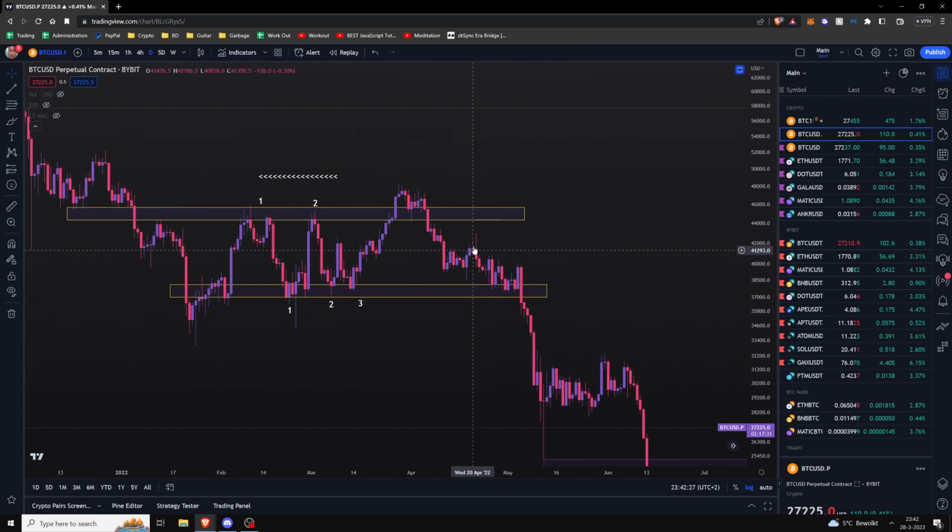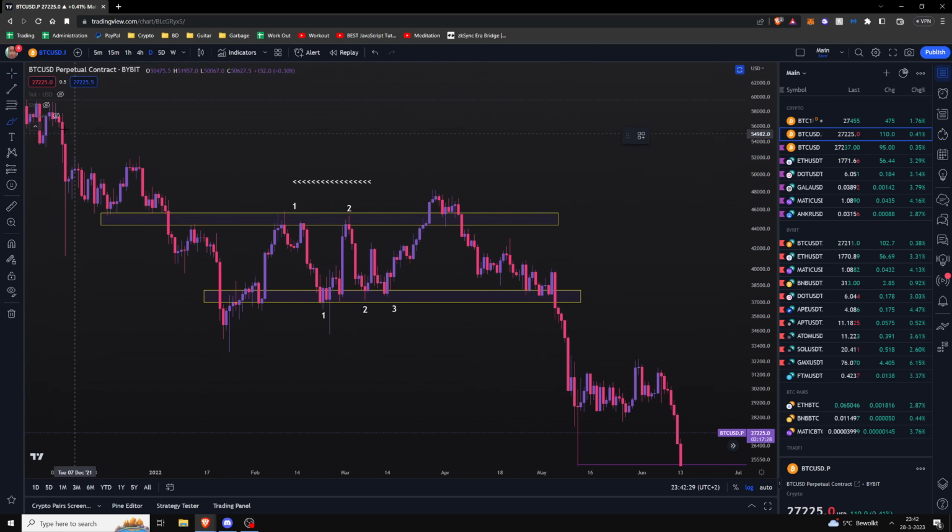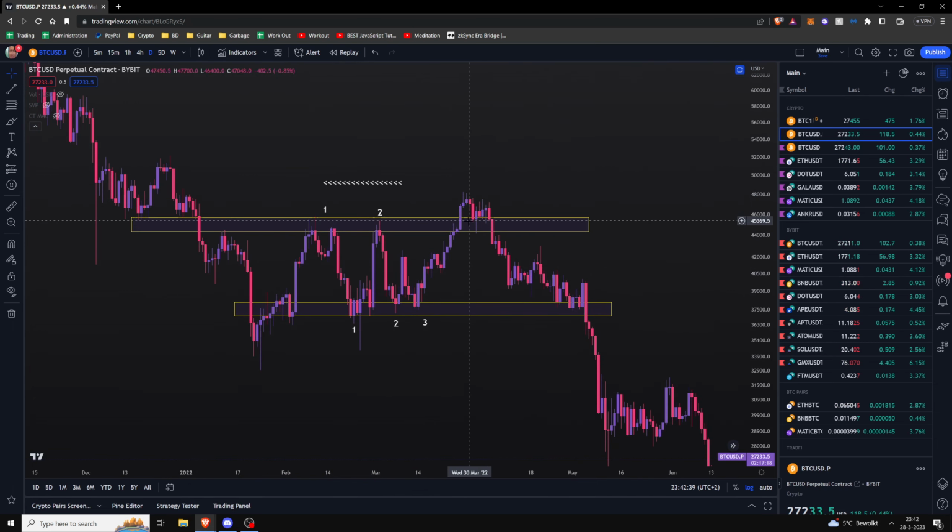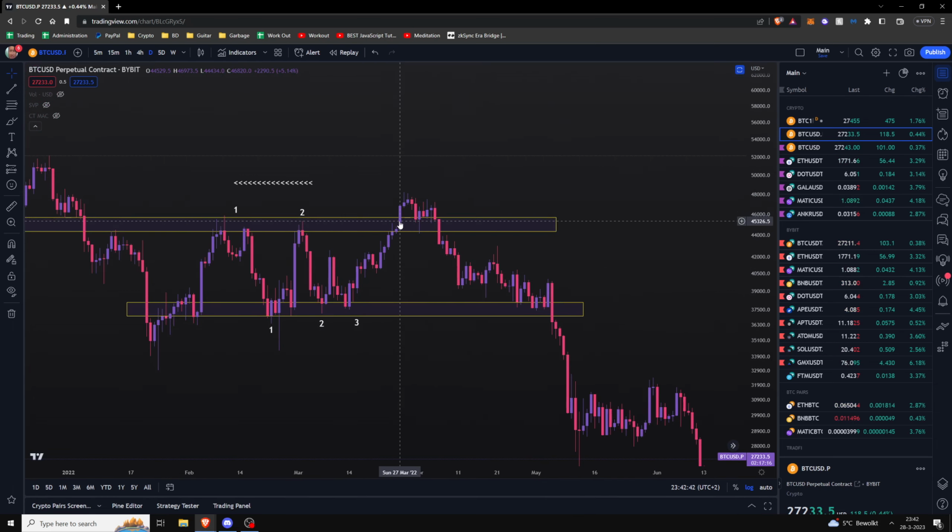Now, we had a little fake out here, right? So we could say the same thing for the top side, right? That we had orders here and they started getting filled, and now it broke through. Well, if you were buying here, it didn't end very well.